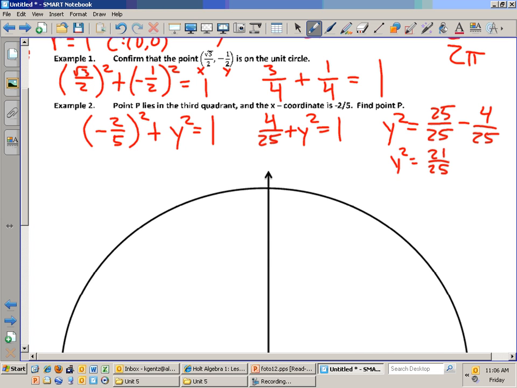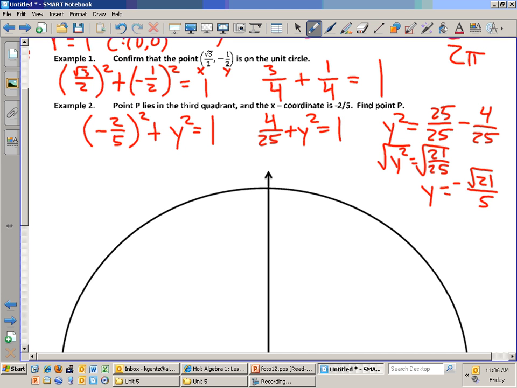Square root of the fraction. If you square root the fraction, you square root the top and the bottom. So I get y is equal to, can you reduce the square root of 21? No. So I have square root of 21 over 5. Square root of 25 is 5. Is that value positive or is it negative? The value is negative because I'm working in the third quadrant. Values are negative in the third quadrant.